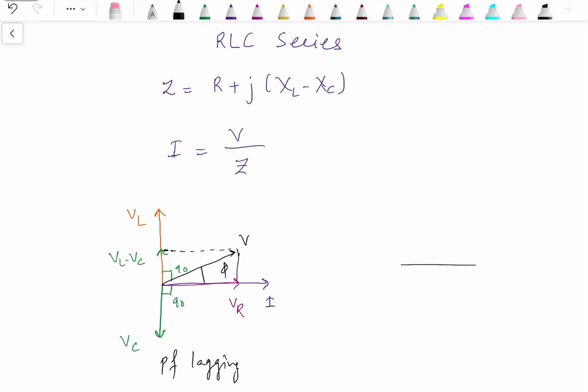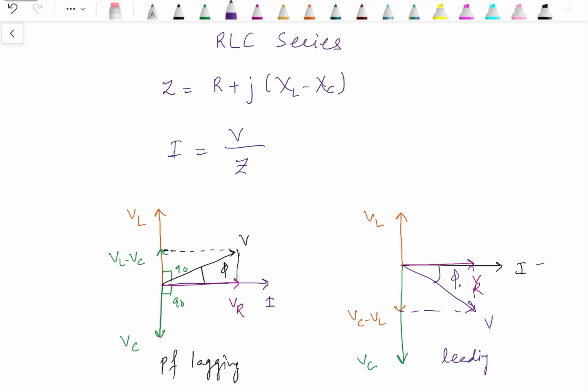Or we can have the case when the voltage across the capacitor is more in comparison to voltage across the inductor. Let's say this is VC, VL. VC is more than VL, so the resultant is in same phase with VC. Then we have the resultant voltage V, this is angle phi. Now this current leads the voltage, so this is a leading power factor case.